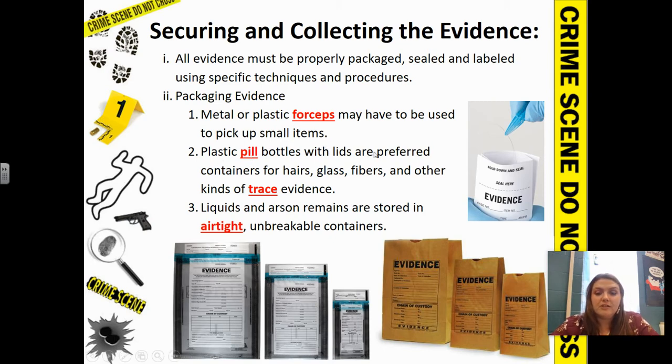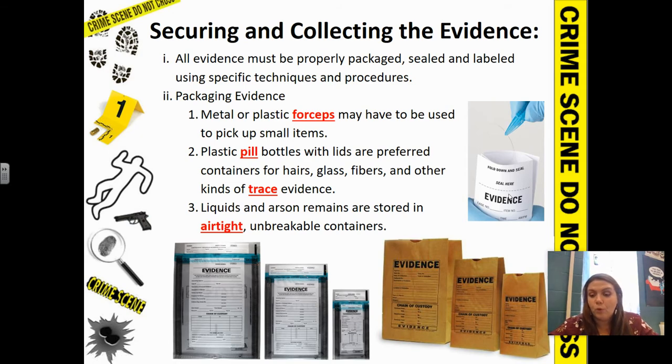Plastic pill bottles with lids are preferred containers for hairs, glass, fibers, and other kinds of trace evidence. So anything that's really small, we prefer to put in pill bottles because then they're less likely to fall out. If you don't have enough, like maybe we get to a crime scene, we weren't fully prepared for the amount of evidence we were going to find, and in our kit we only brought 10 pill bottles, but I need to be collecting more, then I can quickly make this. I'll show you how to make that on the next slide.